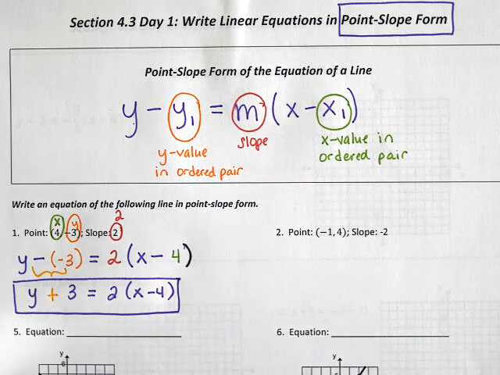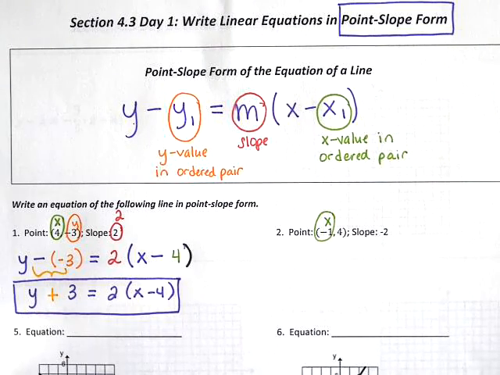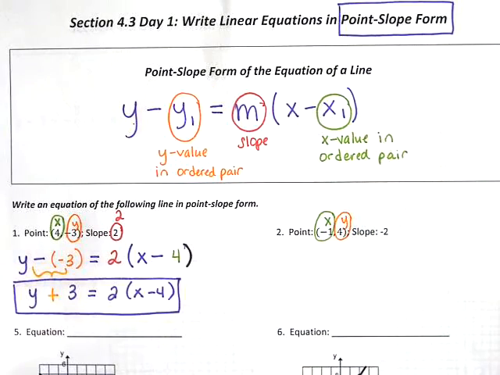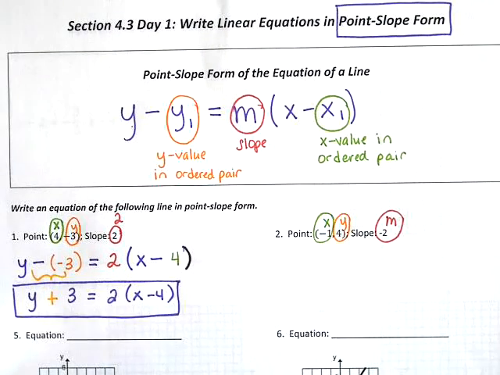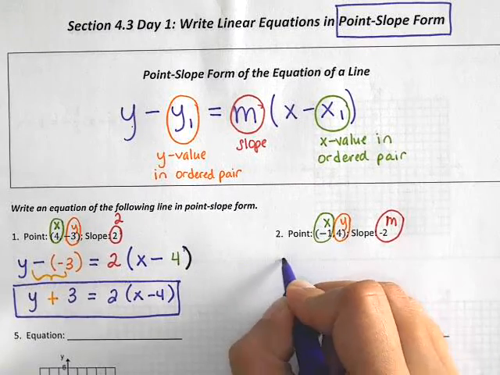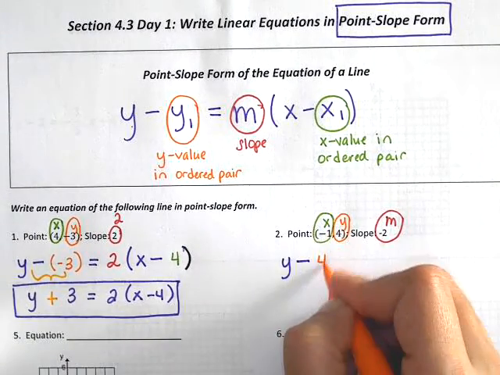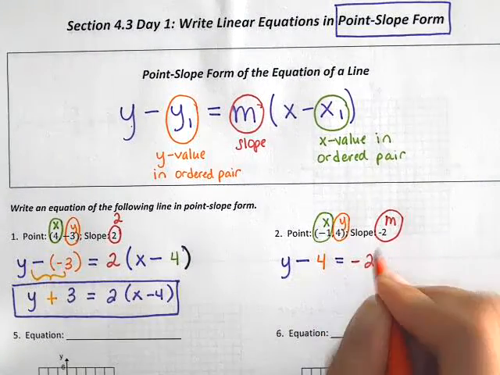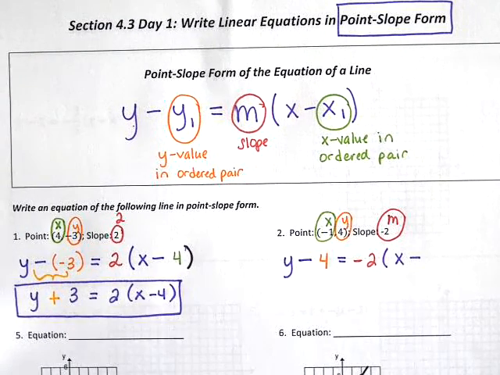Let's try it again. I'm going to label the x is the negative 1. The y is the 4. And the m is the negative 2. So let's fill them in. y minus, now fill in the y. The y is a 4. Equals, fill in the m, parentheses, x minus, now fill in the x.